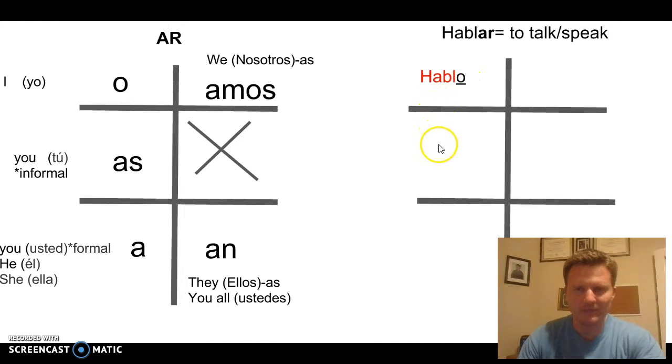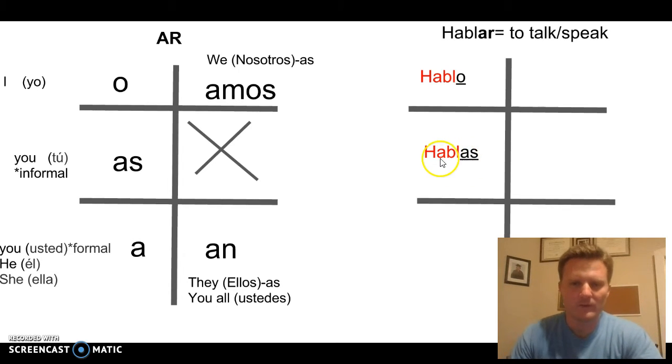And then coming down over here, this is the informal tu. So when you conjugate this, the AR falls off. You're left with that stem, which is the HABL. And then on this side, it tells you to add the AS. And so that's why we've added the AS to give you hablas. Tu hablas, which means you speak. And that's the informal you, the one that you use with friends or people that you know.